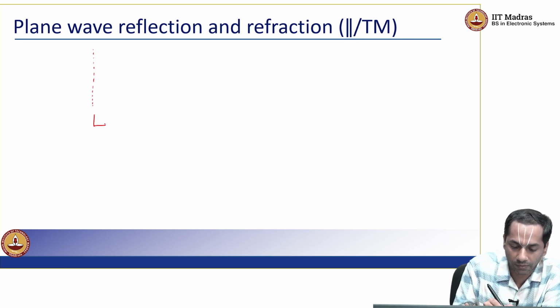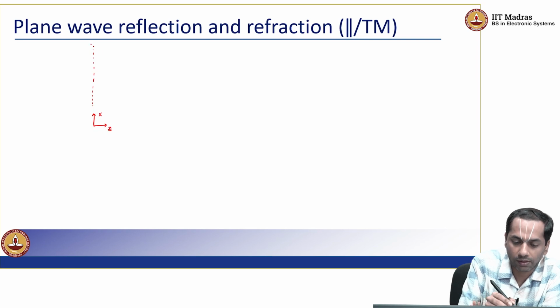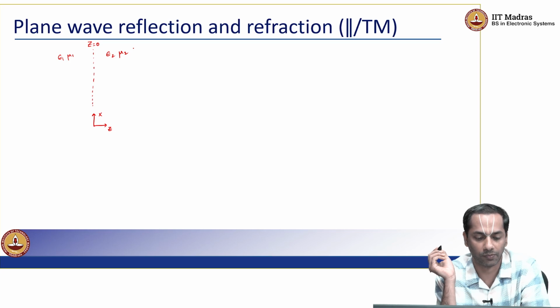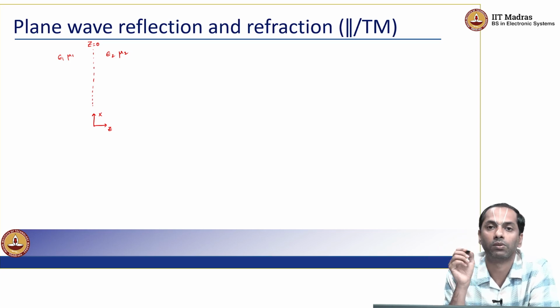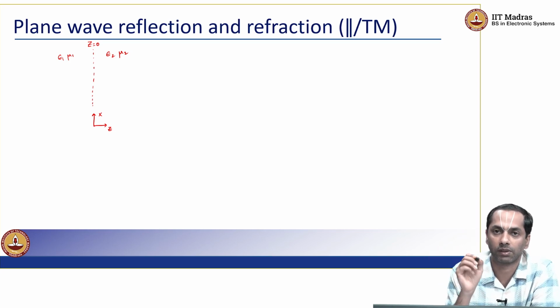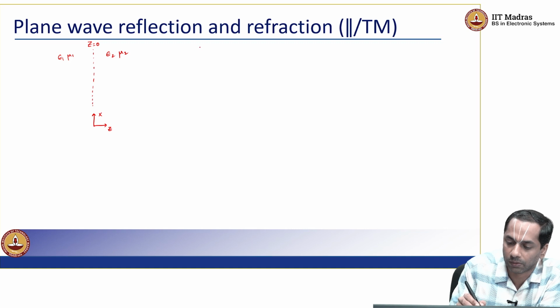Okay, so we have our x comma z, this is our z equals 0 plane, and then we have epsilon 1 mu 1 and epsilon 2 mu 2. Okay, so now we are going to do the boundary conditions at z equals 0.